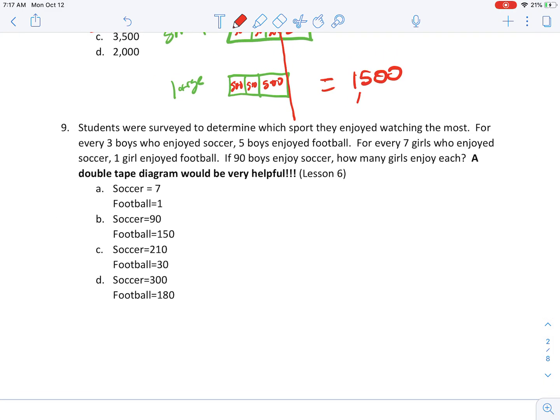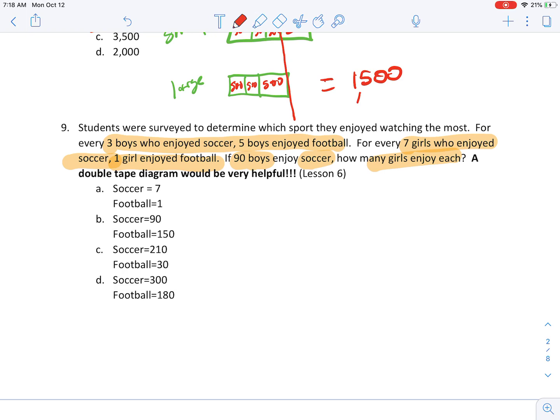Number 9, students are surveyed to determine which sports they enjoyed watching the most. For every 3 boys who enjoyed soccer, 5 boys enjoyed football. Okay, I'm going to highlight that. For every 7 girls who enjoyed soccer, 1 girl enjoyed football. Okay, 90 boys enjoy soccer. How many girls enjoy each?